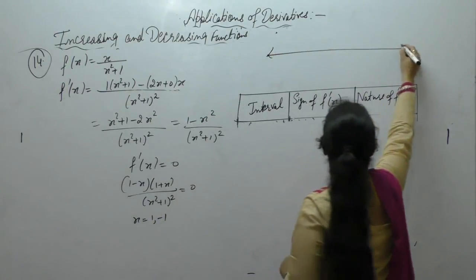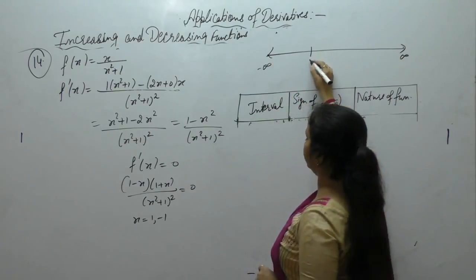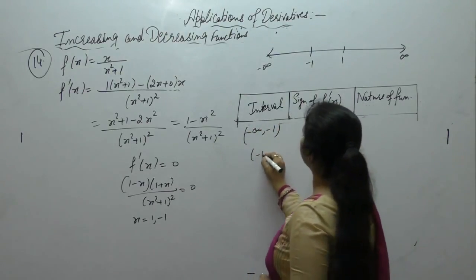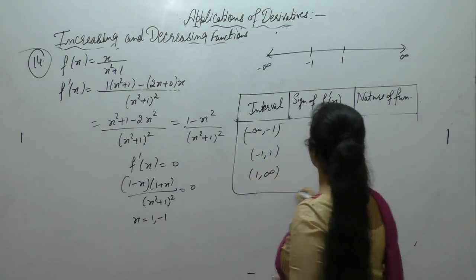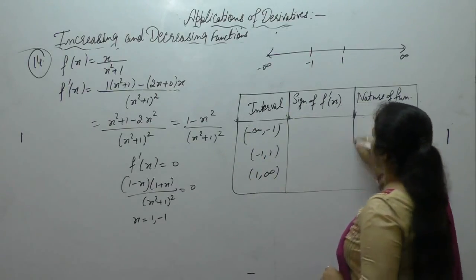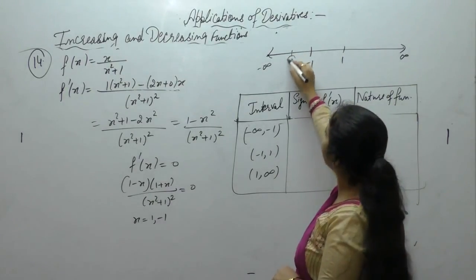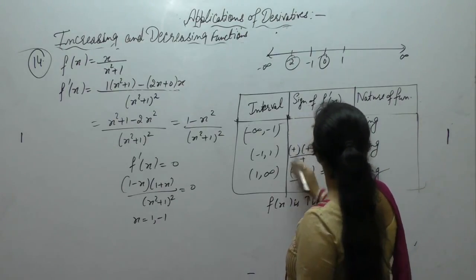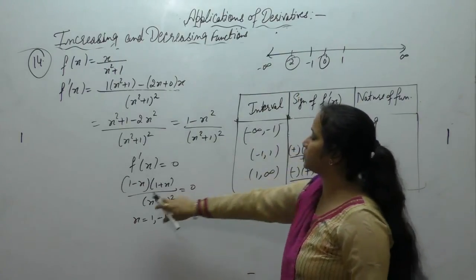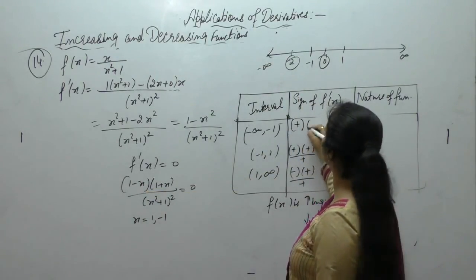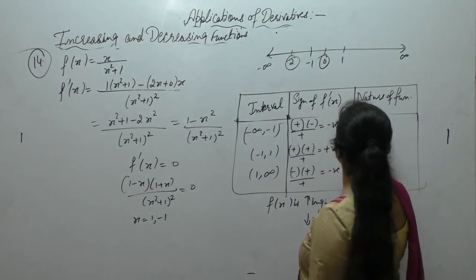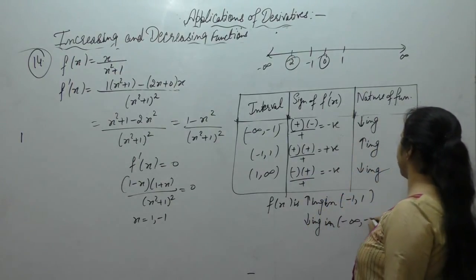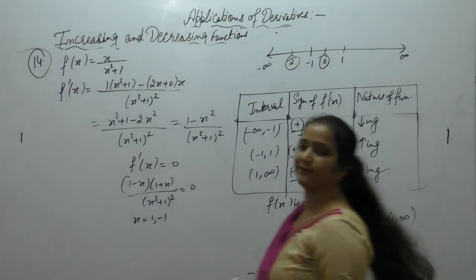Whole square will be positive. Limit will be from -infinity to infinity. -1 and 1. The intervals are -infinity to -1, -1 to 1, and 1 to infinity. Take -infinity to -1. Let the number be -2. So here we get minus, minus, plus 2 here. So positive, negative, and whole square is positive. So function is decreasing. So function is increasing in -1 to 1 and decreasing in -infinity to -1 union 1 to infinity.